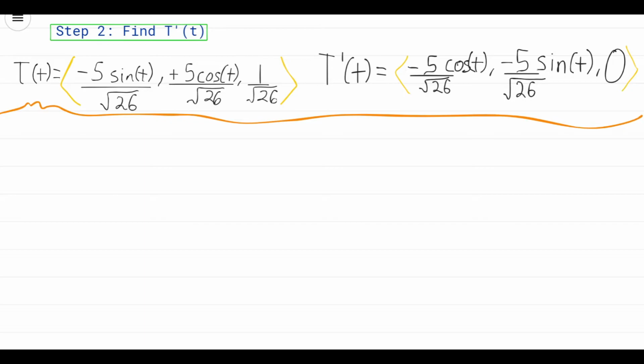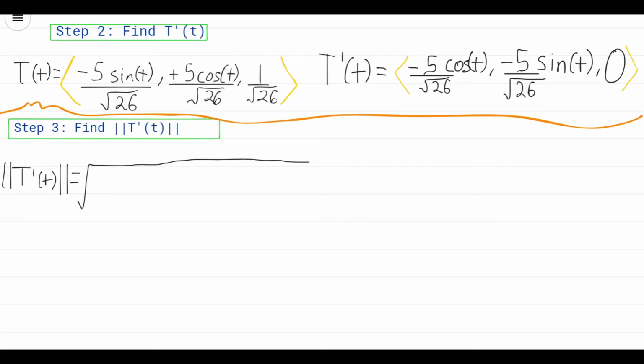Now that we have the unit tangent vector derivative, in step 3 we're going to find its magnitude. So we're going to compute a magnitude one more time. We take the terms of the unit tangent vector derivative, negative 5 divided by the square root of 26 cosine t, and then we square it, and we do the same for each other term.